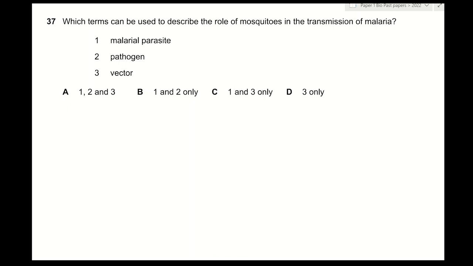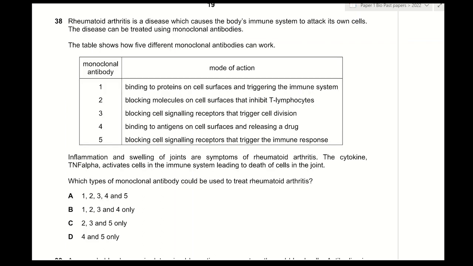37. Which terms can be used to describe the role of mosquitoes in the transmission of malaria? So mosquito is the insect vector carrying the plasmodium or the malaria pathogen. So let's see the suggestions that we have here. 1. Malarial parasite. No, it's not the parasite. The parasite is plasmodium, not the mosquitoes. It's the vector. 2. Pathogen. This is also incorrect. The pathogen is going to be the plasmodium. 3. Vector. We just said it's the vector, so this is going to be correct, and the answer is going to be D.